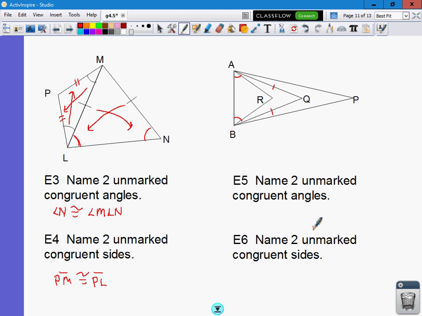Name two unmarked congruent angles. What triangle are the unmarked congruent angles going to come out of? ARB, AQB, or APB? AQB, because that's where the two congruent sides are. So I'm just going to trace that out real quick so that you can see it. There's my congruent sides. Which angles have to be congruent?